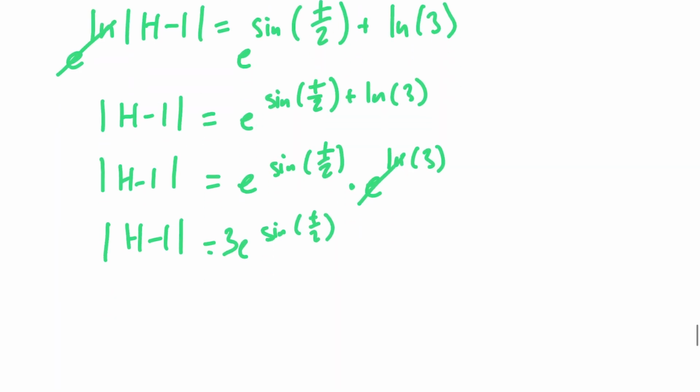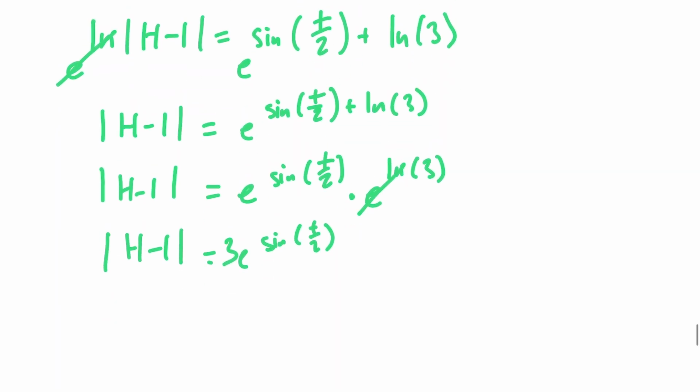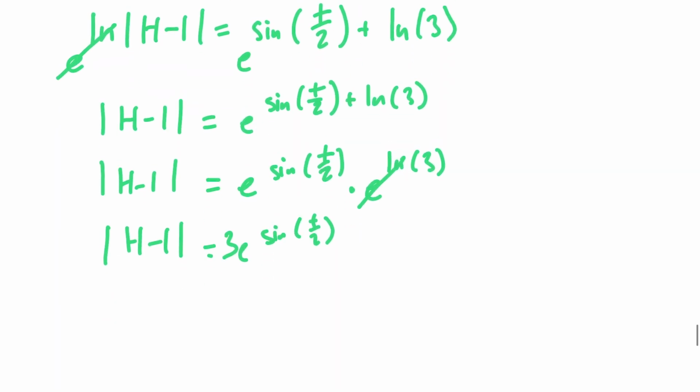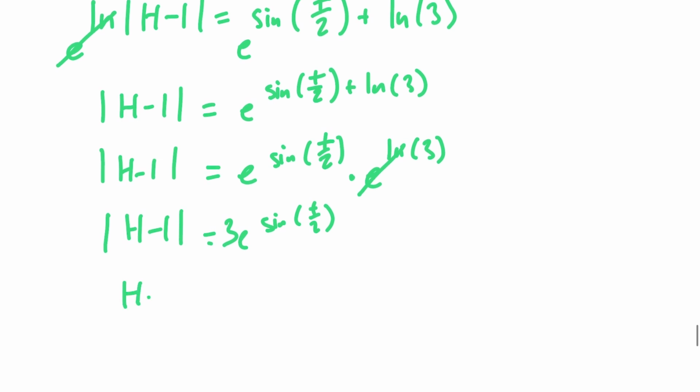Now we still have these absolute value bars, and we want to get rid of them. How do we do that? Well, we know that we can set h minus 1 equal to plus or minus 3e to the sine of t divided by 2. This is the same thing as what we were looking at in the previous line. But now let's figure out if it's going to be a plus or a minus. It's going to be one of the two.